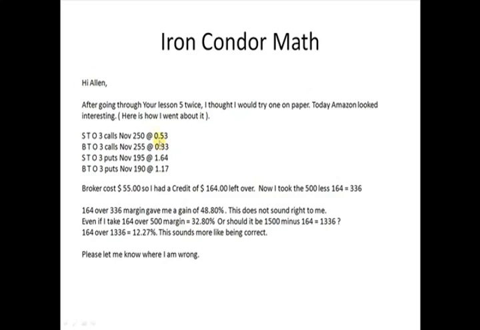So basically, he's setting his up, and he's saying that his commissions were $55, so he had a credit of 164. He's taking that minus the 500 minus the 164, which is 36 and such. But I looked at this, and this is basically incorrect right here. So let's go through this step by step, and we can see what he did wrong and basically how to do it right.